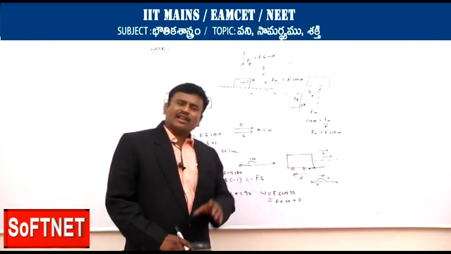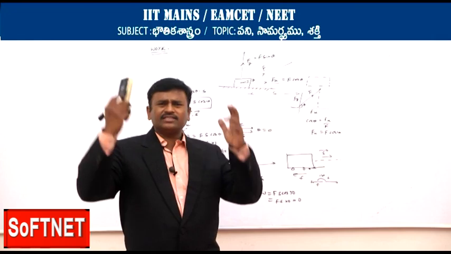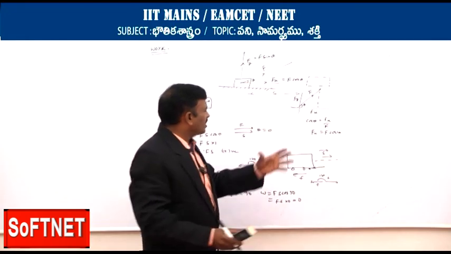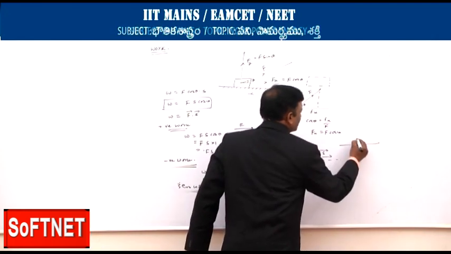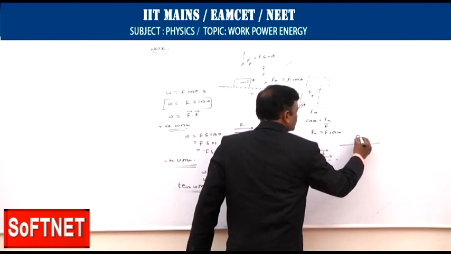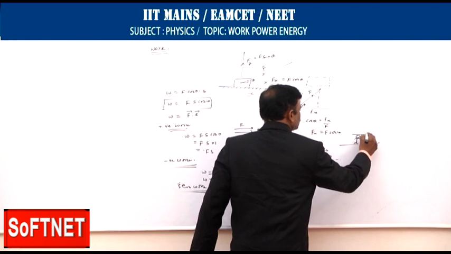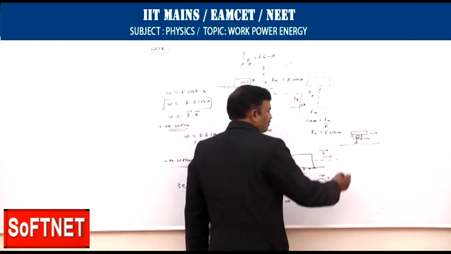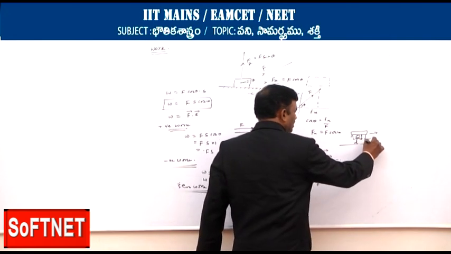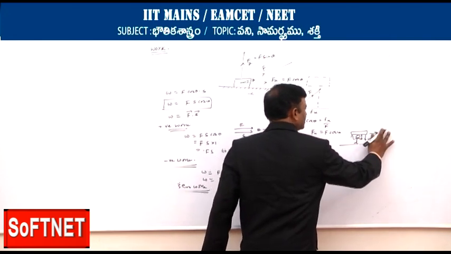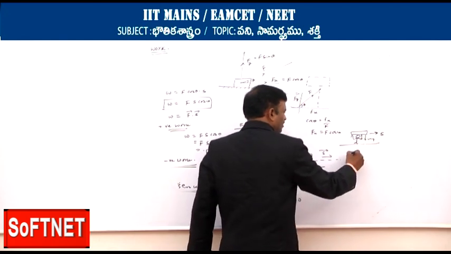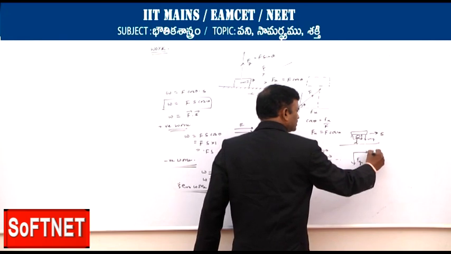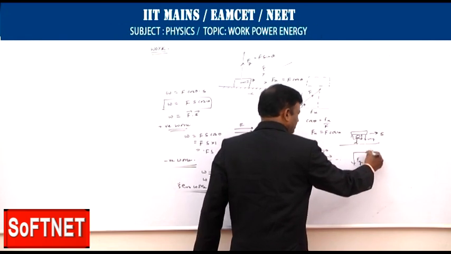Example: a railway coolie is carrying a suitcase on his head and moving on a railway platform. Assume he is carrying it like this. The weight mg is acting downward, the suitcase is on his head, and he is moving horizontally. The displacement is horizontal.